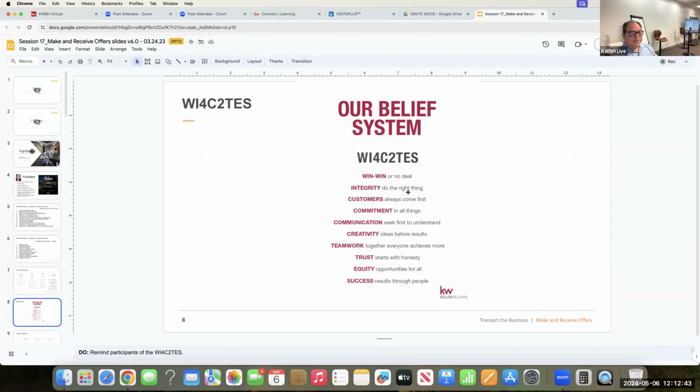Integrity, always do the right thing. Customers always come first. Commitment in all things. Communication, seek first to understand. So that's our listen. Creativity, ideas before results. Teamwork, together everyone achieves more. Trust starts with honesty. Equity, opportunities for all. Success results through people. So this is our belief system.